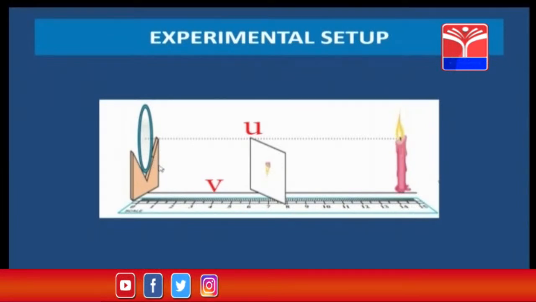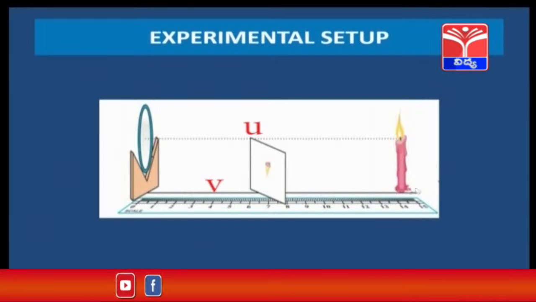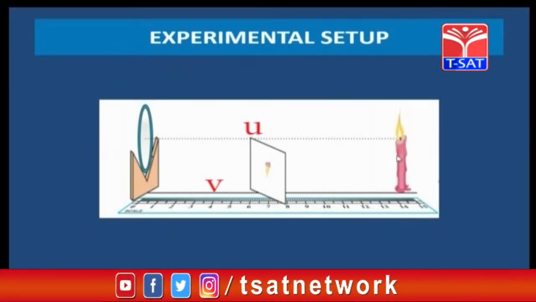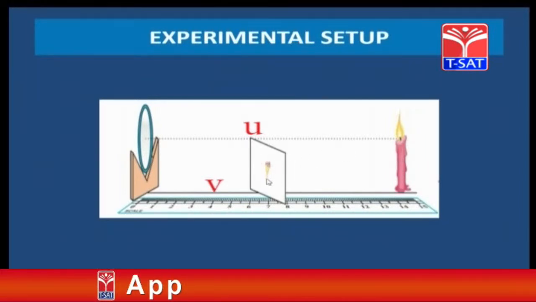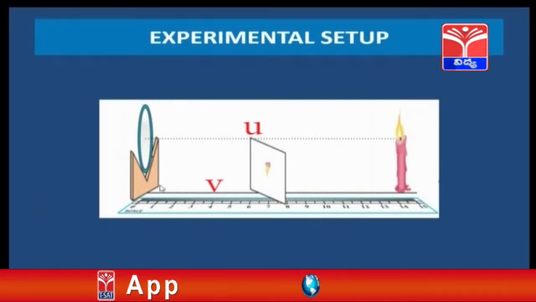Okay children, once again let us look at the apparatus. We need a concave mirror. We need a V-shaped stand to hold the mirror. We need a candle which acts as the object. We need a white paper which acts as a screen, and we need a scale to measure the distances. So this is the apparatus that we are going to use in this activity, and this is how the apparatus is going to be arranged.